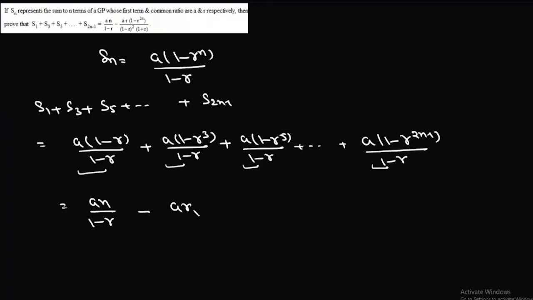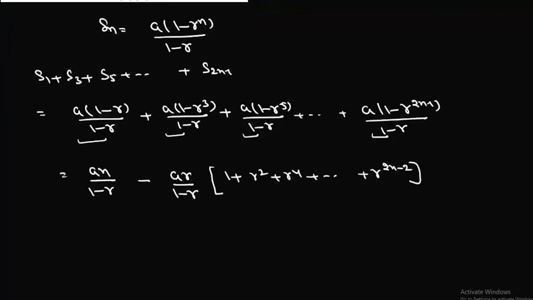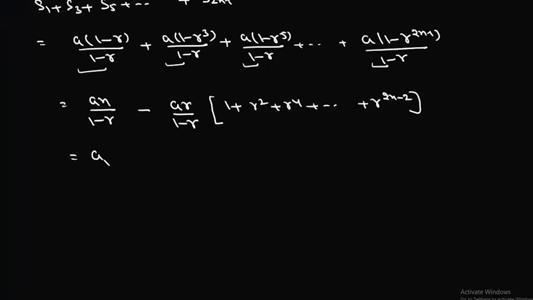We'll take ar upon (1 minus r) common, and then we'll have 1 plus r square plus r to the power 4 up to r to the power 2n minus 2, which is nothing but a GP. So we can write this as an upon (1 minus r) minus ar upon (1 minus r), and this is (1 minus r square to the power n) upon (1 minus r square).